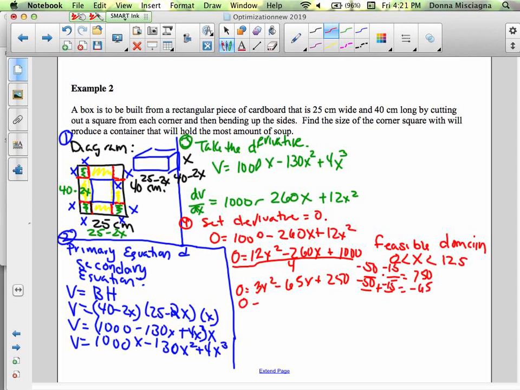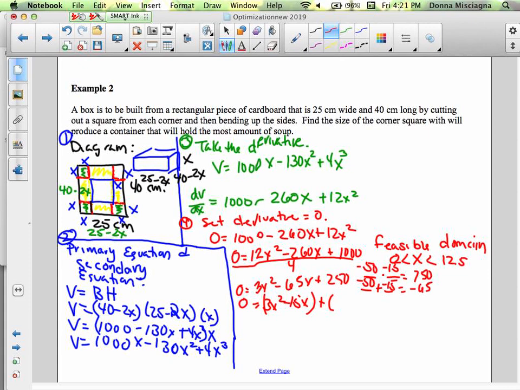0 equals 3x squared, minus 65x plus 250. And now, such a simple little thing, you know. Should have caught that. I need two negatives. All I had to do was think about that, and I wouldn't have made that little mistake. And I went for the simplest pair of numbers that multiply to give me 750 and add to give me 65. Unfortunately, they multiplied to give me negative 750.